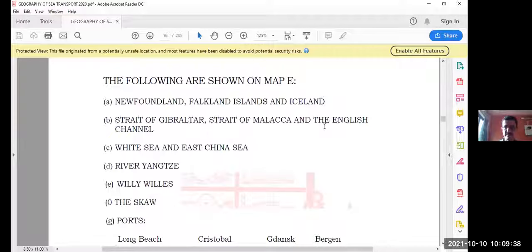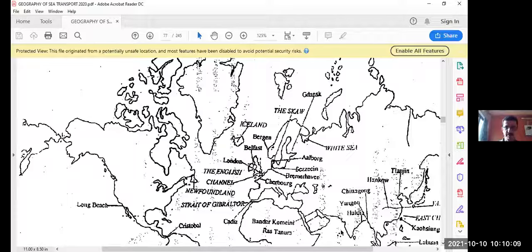English Channel. Okay. Yeah. So when it is CHA, we pronounce it as channel. When it is CANL, we say it as canal. Okay. Or straits. We have already covered that. Correct. White Sea, East China Sea, River Yangtze, which is in China. Willy Willys, Disco. So basically, and the ports. So if you go to the map, all that will be mentioned.